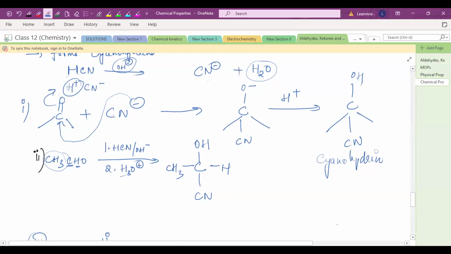In the first step, cyanide will get attached to this carbon, and this bond will shift over here. There will be a negative charge. When you do the acidic hydrolysis, H plus ion will get attached to this, and you will get a cyanohydrin.